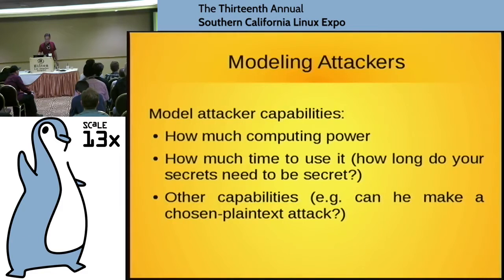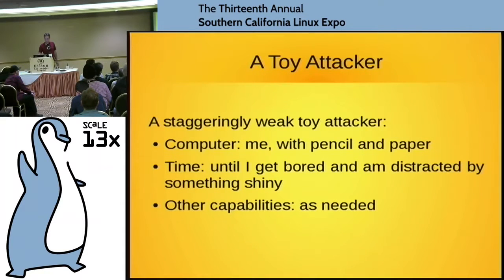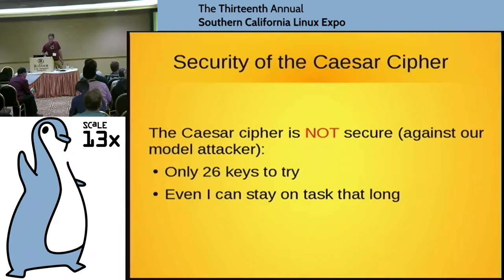You know, can he make a chosen plaintext attack, which is, you know. All right, so we're only using a toy cipher, so we might as well just give the attacker a toy computer. So it'll just be me with pencil and paper, okay? And how long does he have? Well, I'm easily bored, and pretty soon I'm going to think of something more interesting and go, ooh, shiny, and I'll go off and do something else. So it has to get done before I get bored and quit, and any other capabilities I need for the talk, okay? And now we can actually answer the question about the Caesar cipher.